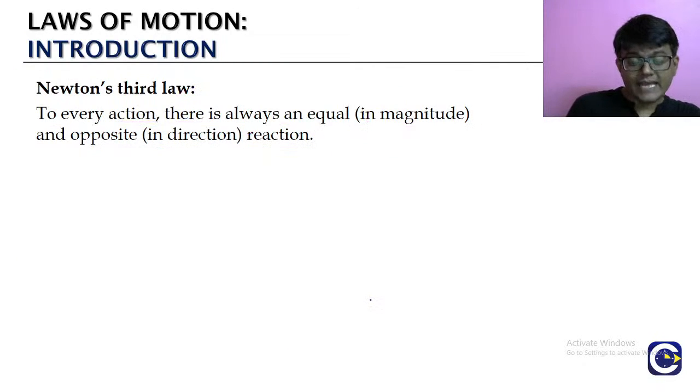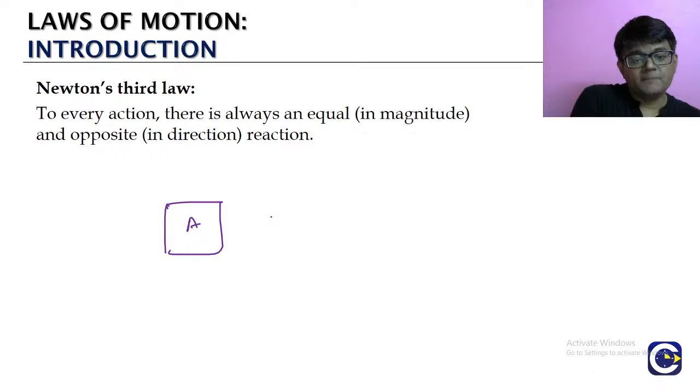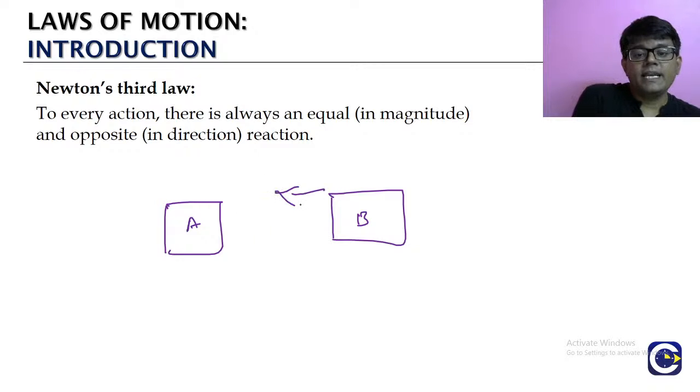So what exactly do we mean by the action reaction pair? If you look at an object A, take another object B. Let us say object A is creating a force on object B. The force may be gravitational, magnetic, electrostatic, or any type of force. Let us not discuss the nature of the force. We are saying A is creating a force on object B.